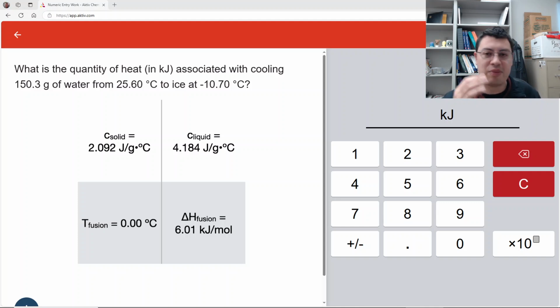I think the positive negative part we can answer very quickly. Since we're cooling something down, we need to remove heat from it, this 150 grams of water. So releasing heat, that's going to be a negative sign. All right, so calculating this, I'm going to show two different approaches. Let me just show it on paper.